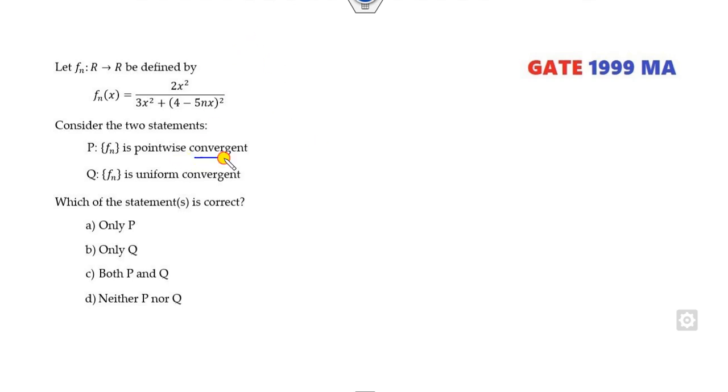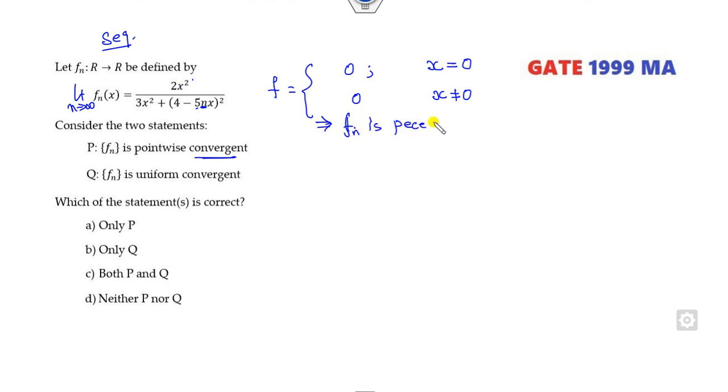Okay, now they are again talking about convergence, again about the sequence. So firstly we can find the value of f. The domain is complete R. If x is 0, the answer will be 0. If x is non-zero, what will happen? What is the limit as n approaches infinity? Because of this n, it's 1 over infinity, 0. So what is the meaning of that? Fn is pointwise convergent.